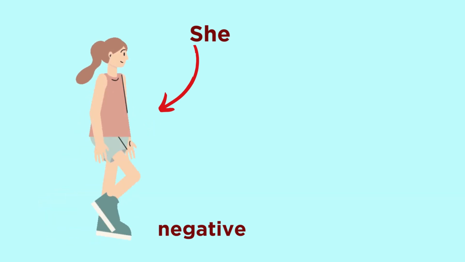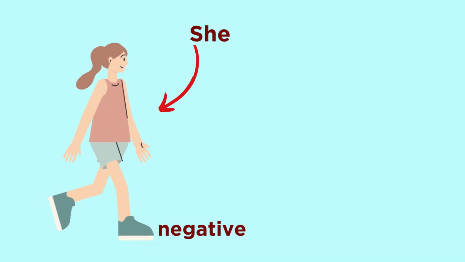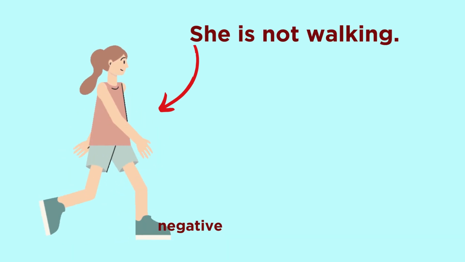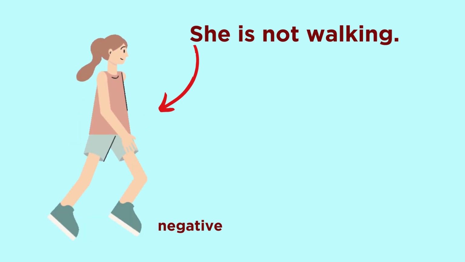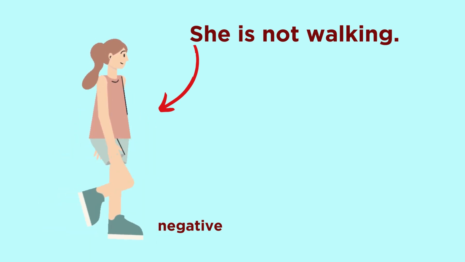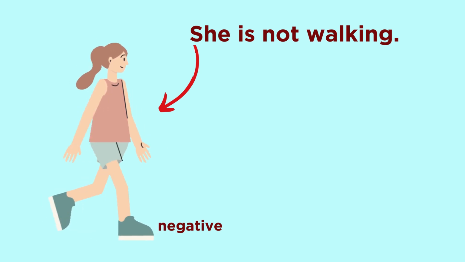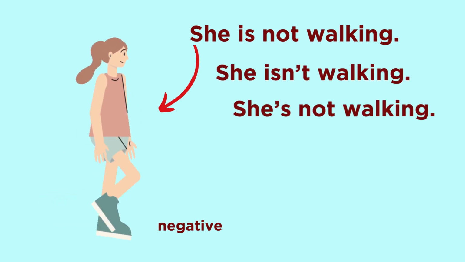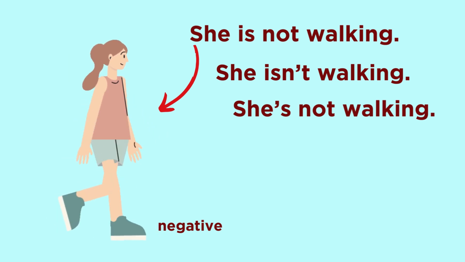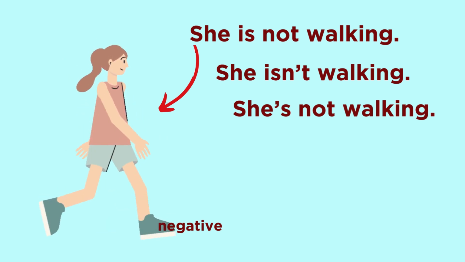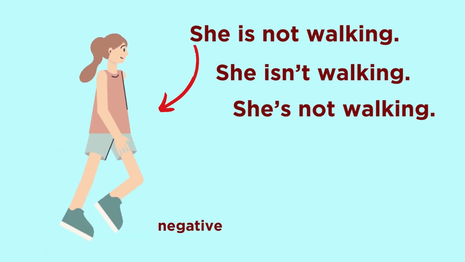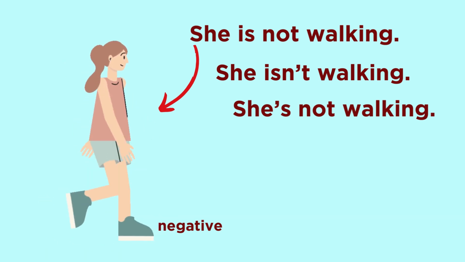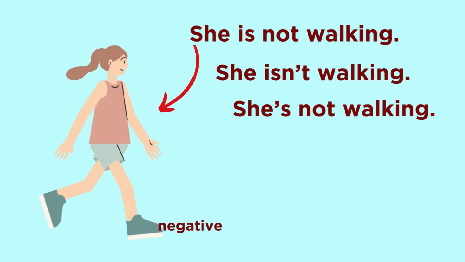This should be a negative sentence. She is not walking. You can say it as she isn't walking. Or else you can say as she is not walking.